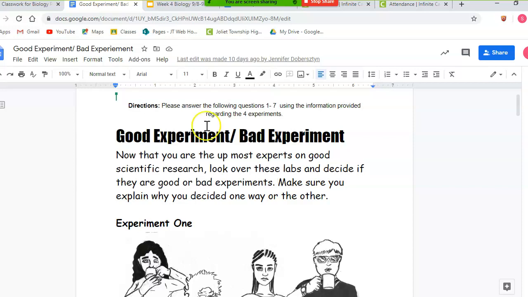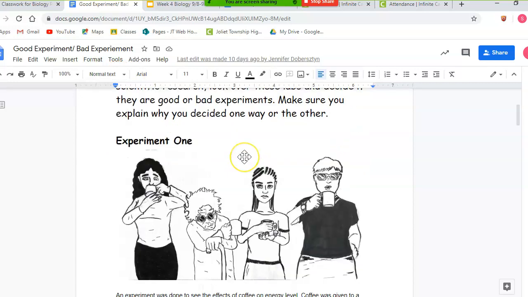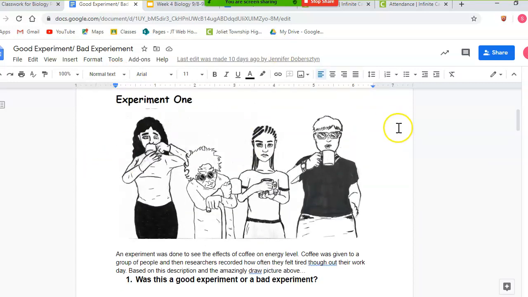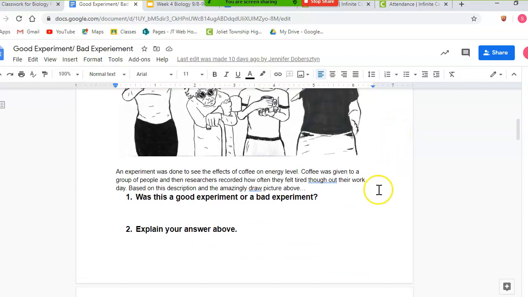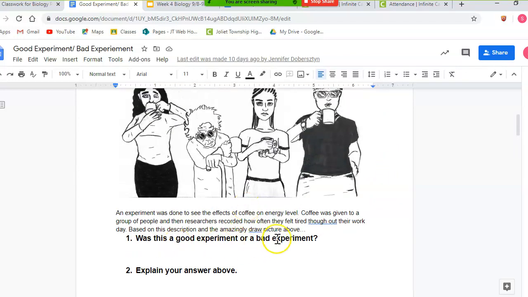So you're going to look over these examples here. Look at the pictures too, because there are clues in the pictures as well. And we want you to say if it's a good experiment or a bad experiment. For example, this one, you look at this picture, we have 4 test subjects here that are visible to us, and they have a brief description, and you're going to say, okay, is this a good experiment or a bad experiment? Now, if you say it's a good experiment, basically it means that you don't see any sort of problem with this experiment.